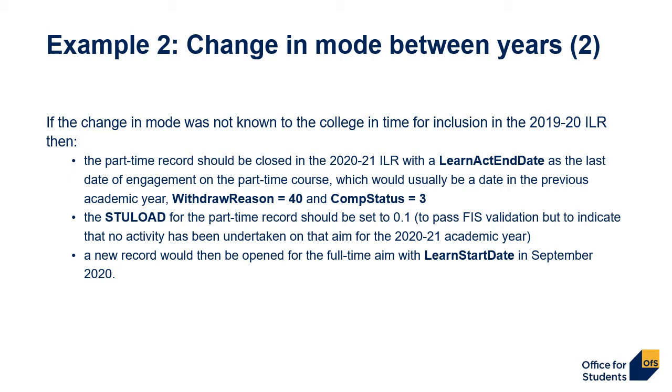So the STU load for that part-time record would have to be set to 0.1. It's actually 0, but to pass FIS validation it has to have 0.1. And that indicates that there was no activity in the 2021 academic year for the part-time record. You then open the new record for the full-time aim, Learn start date in September as normal.